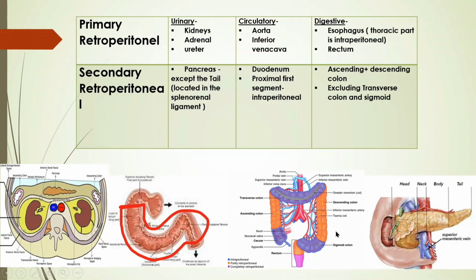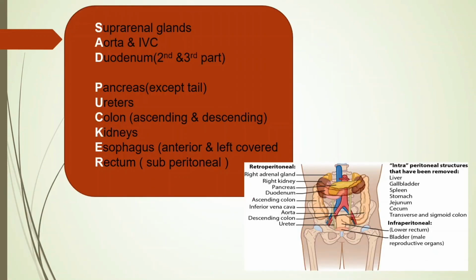Now, in the large intestine, ascending colon, descending colon, and rectum are retroperitoneal, whereas cecum, transverse colon, and sigmoid colon are intraperitoneal. And that was the end of the embryology of the retroperitoneal structures. Now, the next slide is just an overview of all the organs belonging in this space.